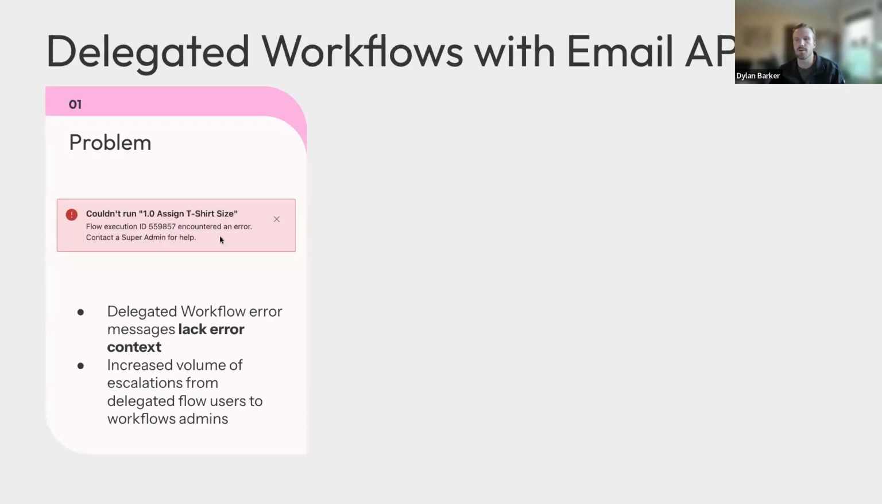So if you haven't run delegated workflows, you might not know what I'm talking about, but when you run a delegated workflow from the admin console, if you receive an error within the workflow, this is the only information you get. And like I said, this led to an increased volume of escalations, and we needed to figure something out so that those admins without access to the workflows console weren't constantly reaching out to workflows admins for help with this.